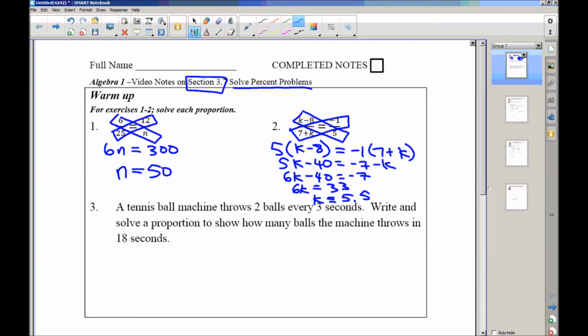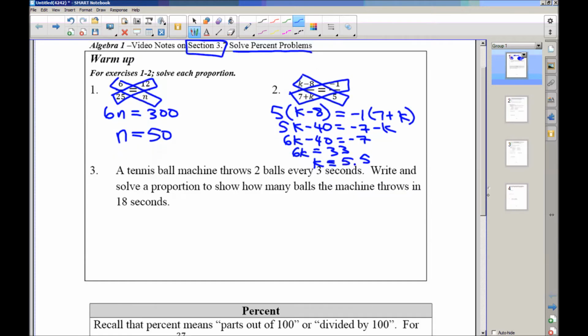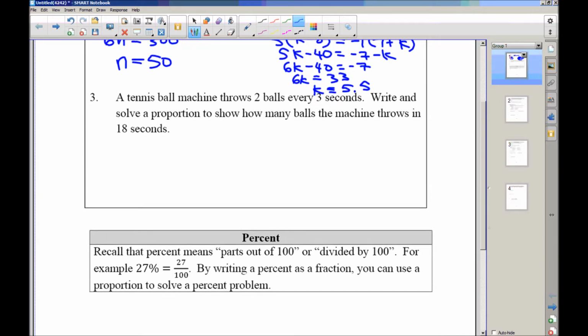Okay. All right, our last one on the warm-up. We're getting a word problem, and we need to use a proportion to solve it. So a tennis ball machine throws 2 balls every 3 seconds. So we want to know the number of balls per number of seconds. Okay. So 2 balls every 3 seconds. Write and solve a proportion to show how many balls the machine throws in 18 seconds. We don't know how many balls, so we'll put x up there, and we have 18 seconds.